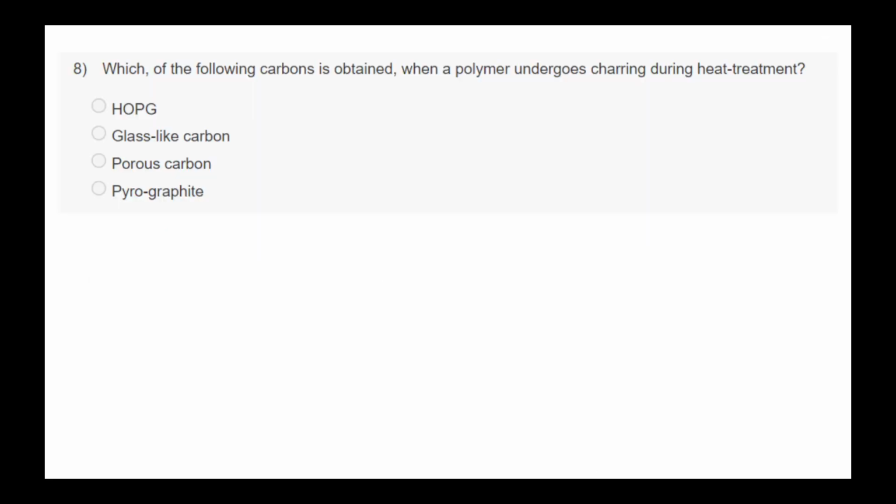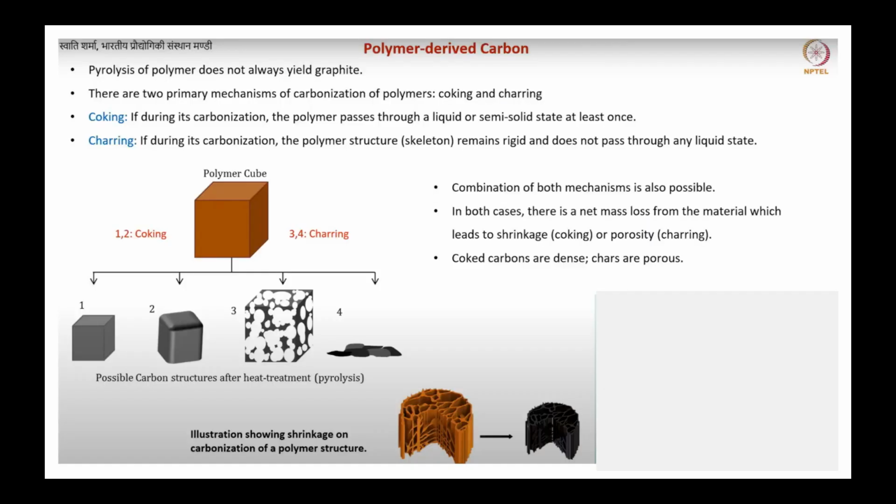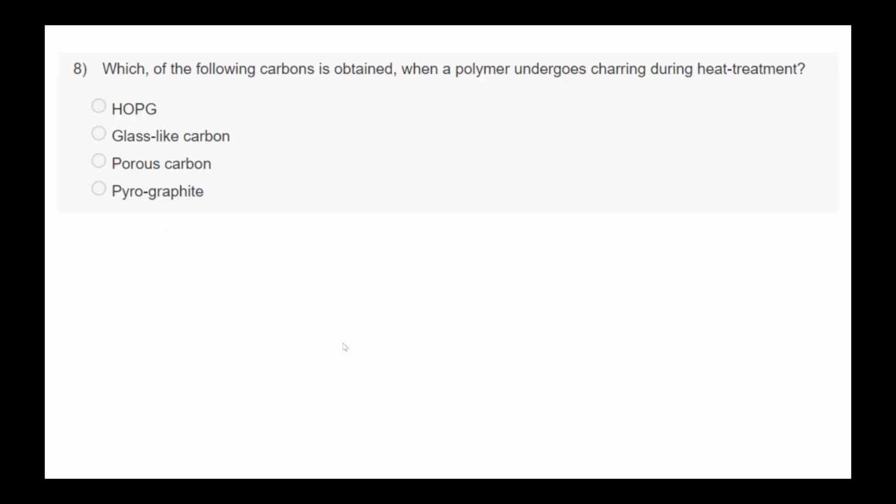So a polymer undergoes curing treatment. So in curing, you can easily see that porous carbon can be obtained, as we have already discussed. So the answer is porous carbon.